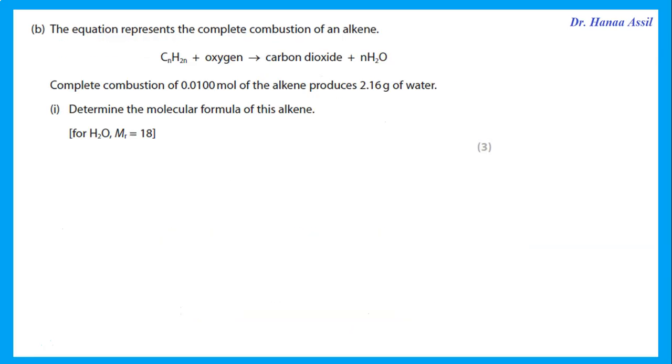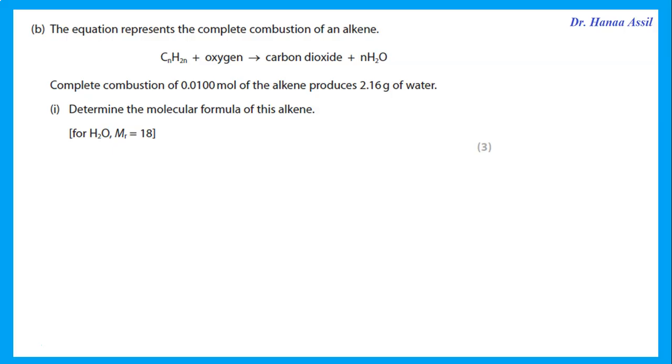The equation represents the complete combustion of an alkene. So we don't know what the alkene is, so it is CnH2n, we don't know exactly what. Burning in oxygen would give carbon dioxide plus water, and we are told that complete combustion of 0.01 mole of alkene produces 2.16 grams of water. And the first question is, determine the molecular formula of the alkene.